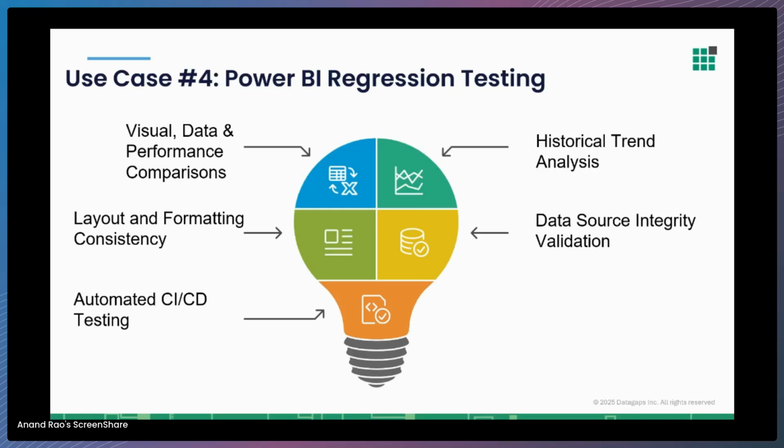So BI validation tools streamline regression testing by capturing all the report states, automating the test execution, and flagging any discrepancies. So this proactive approach prevents faulty updates from reaching the end users, enhances the data reliability, and minimizes any downtime caused by unexpected report issues.